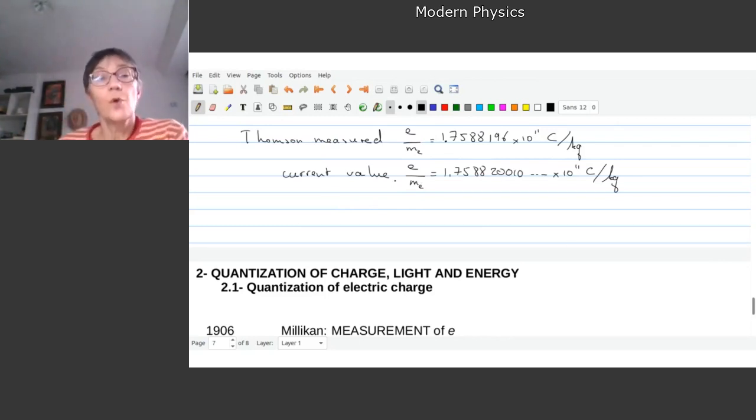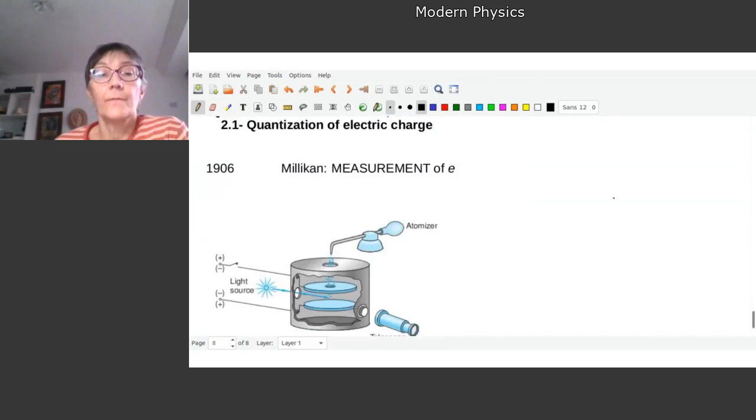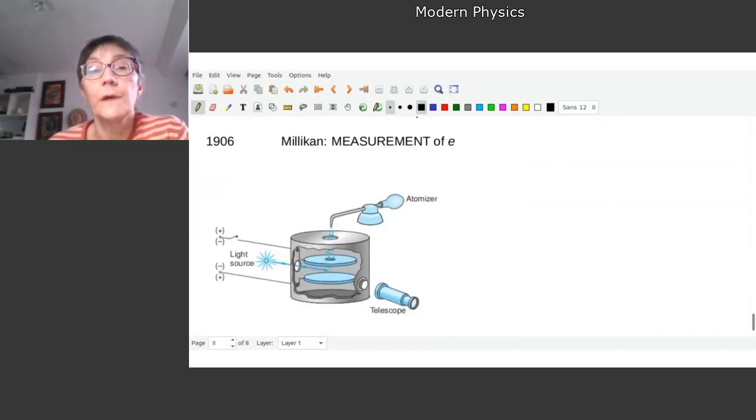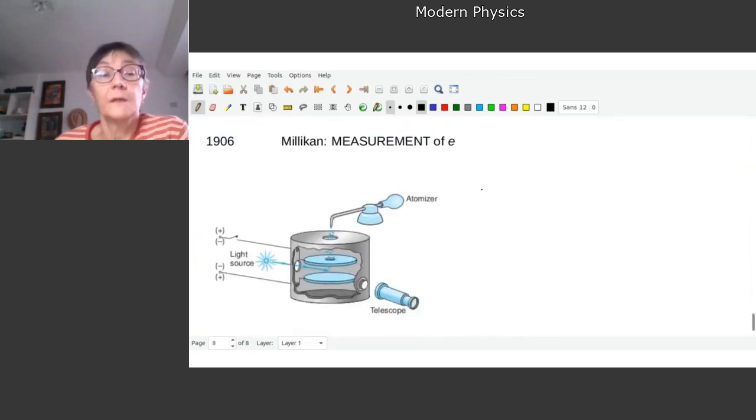So who could measure separately the elementary charge from the mass? All we had was this ratio. It was Millikan.